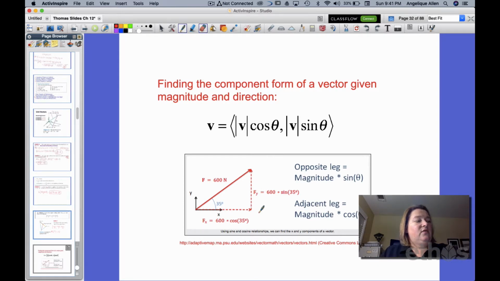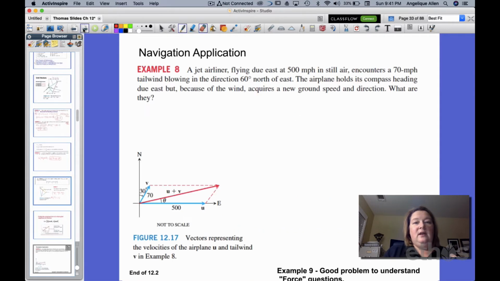Remember that the bars in our formula here represent the length of v times the cosine of theta and the length of v times the sine of theta. So let's see what problem we've got here to do this with. You may even remember these questions from pre-cal or analysis, whichever class you took. A jet airliner flying due east at 500 miles per hour in still air encounters, well, if the air was still, it would be moving 500. So here is the vector that represents due east movement at 500 miles an hour. That's vector u. It encounters a 70 mile an hour tailwind, blowing from its tail, in the direction 60 degrees north of east.